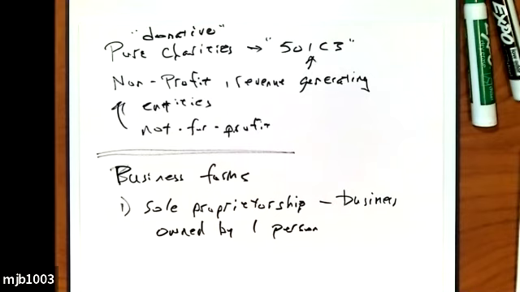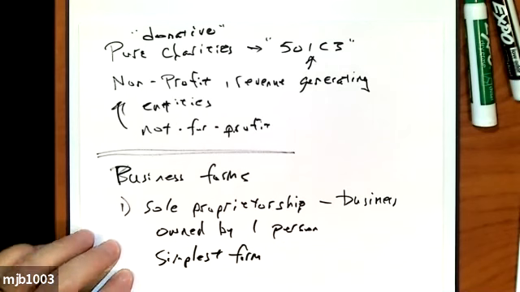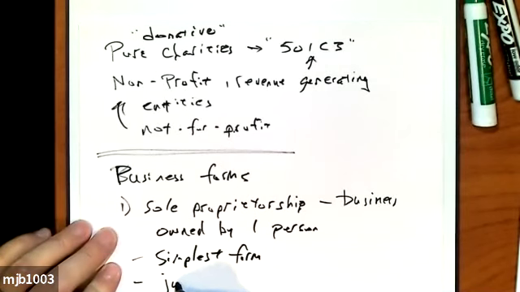So if Amanda decides she wants to be a healthcare consultant, all she has to do is hang out a shingle, figuratively. She creates a website, Amanda's Consulting, and she's in business as a sole proprietor, right? So the advantage of being a sole proprietor is that it is the simplest form of business. Basically, you just start selling stuff.